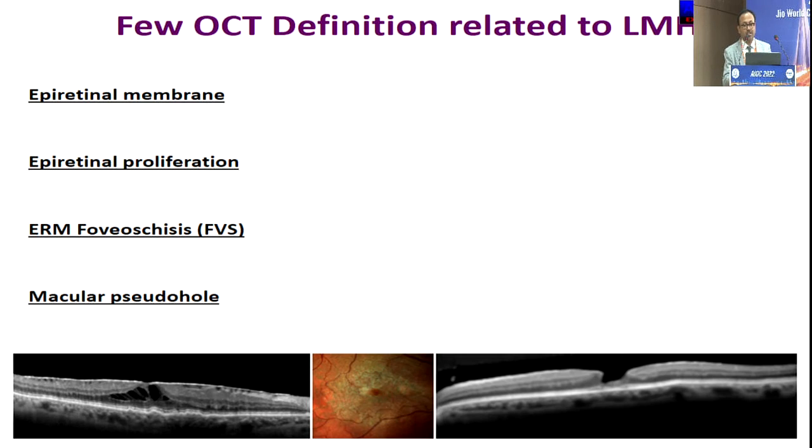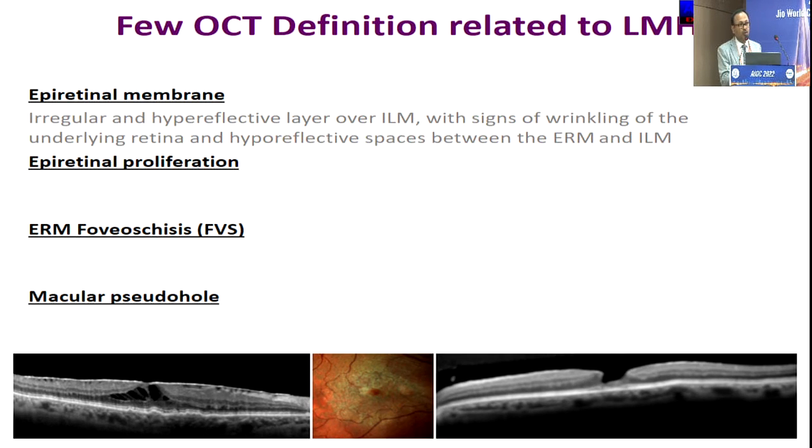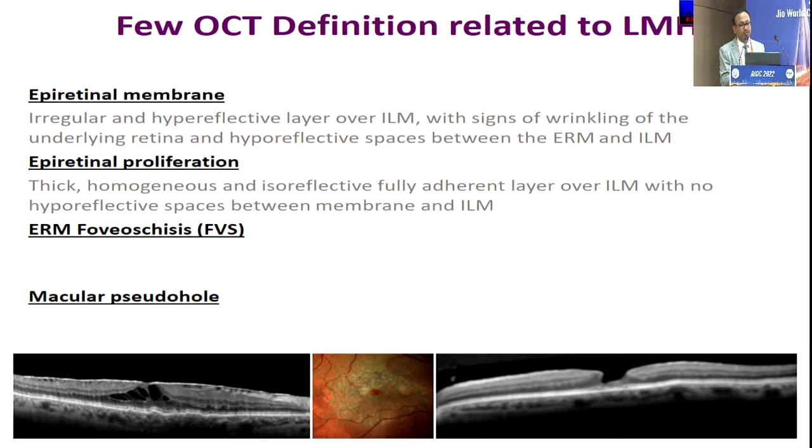A few definitions are important before we go into this lamellar hole epiretinal proliferation. So epiretinal membrane, as we all know, is an irregular and hyperreflective layer over the ILM with signs of wrinkling of the underlying retina and hyperreflective spaces between the ERM and the ILM, whereas the epiretinal proliferation is a thick, homogeneous and isoreflective, fully adherent layer over the ILM with no hyperreflective spaces between the membrane and the ILM.